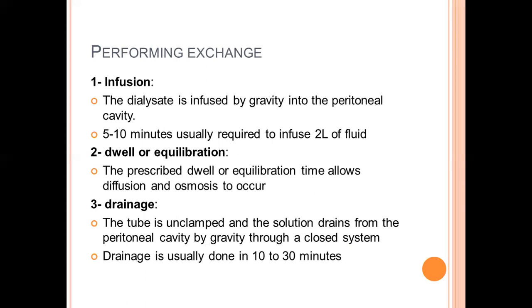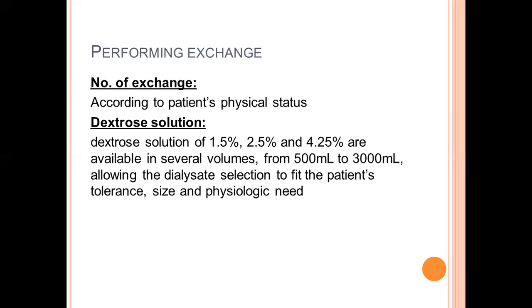The second process is dwell or equilibration. The prescribed dwell or equilibration time allows diffusion and osmosis to occur. And the third one is drainage. The tube is unclamped and the solution drains from the peritoneal cavity by gravity through a closed system. Drainage is usually done in 10 to 30 minutes. So, as I told before, we have to perform a number of exchanges and it depends on the patient's physical status.